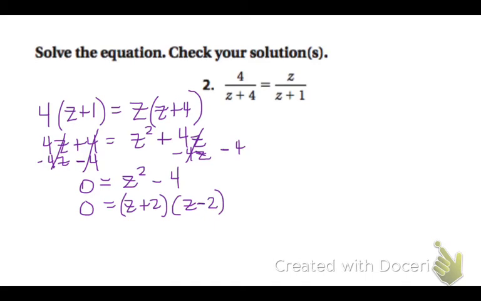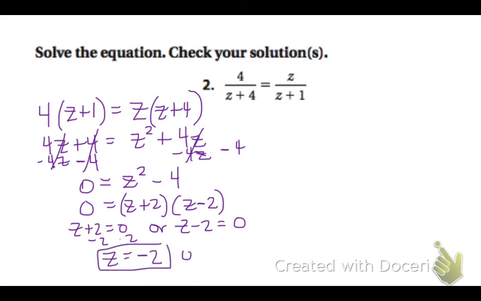So one of these two expressions has to be equal to 0 for the whole product to be equal to 0. So either z plus 2 equals 0 or z minus 2 equals 0. All right, so subtracting 2, z is equal to negative 2, or z, we would add 2, is equal to 2. All right, now, is one of these erroneous?